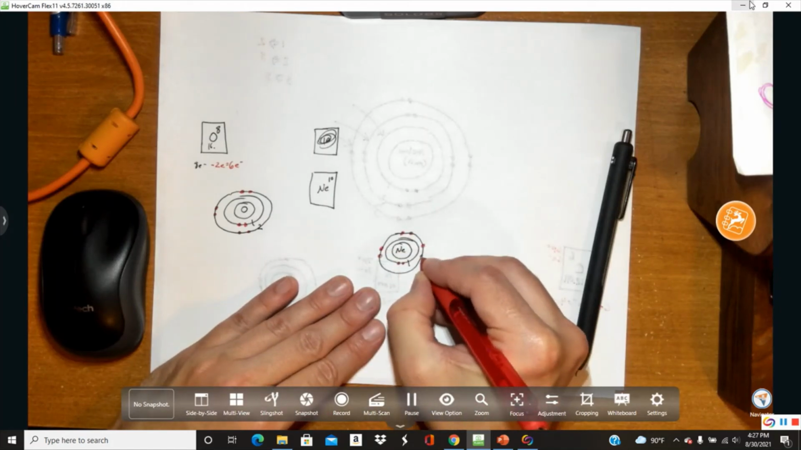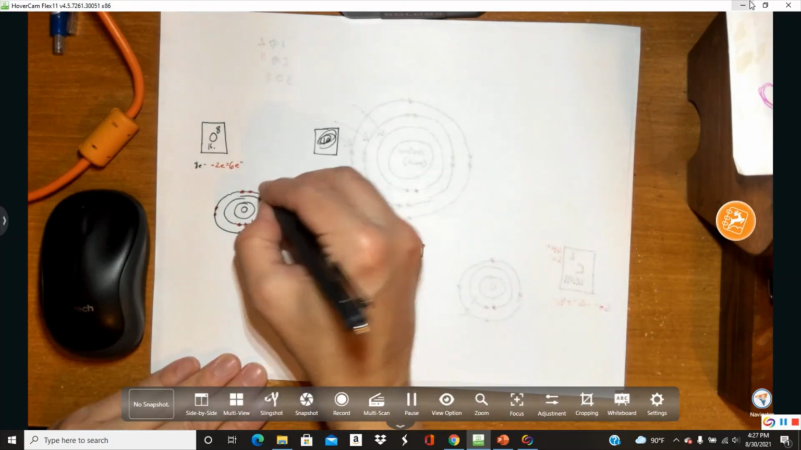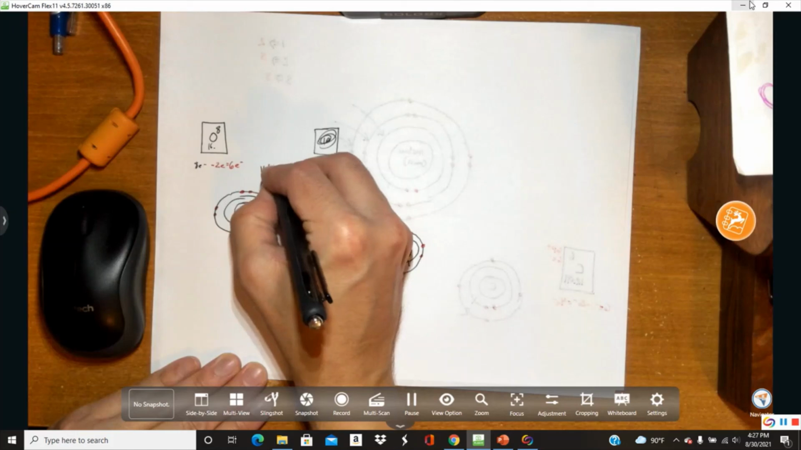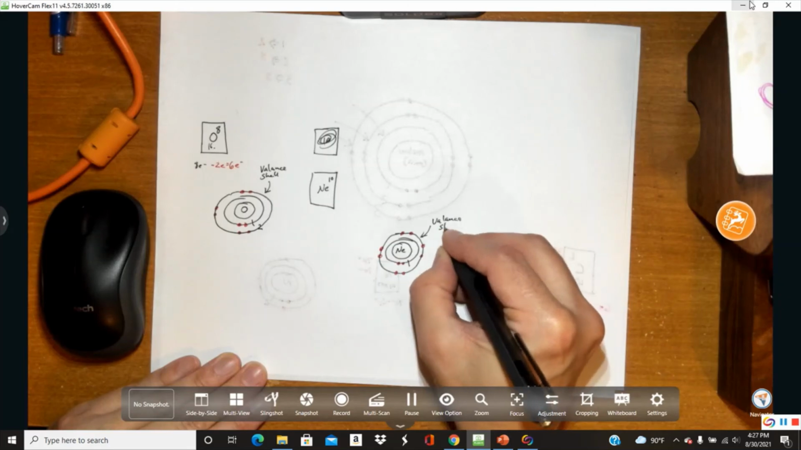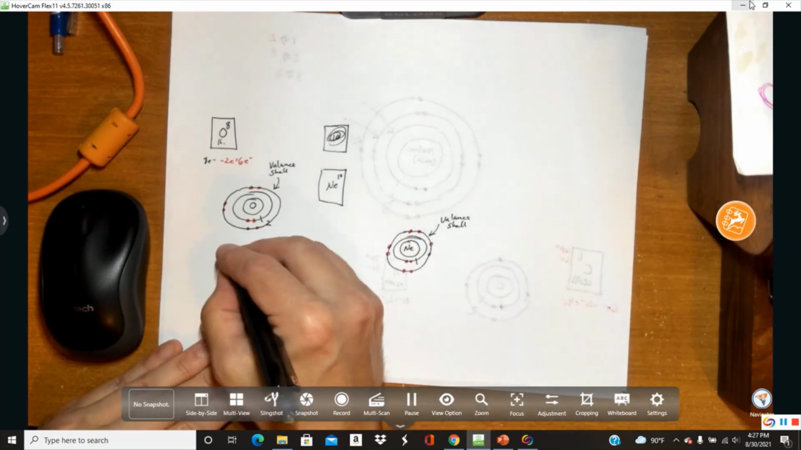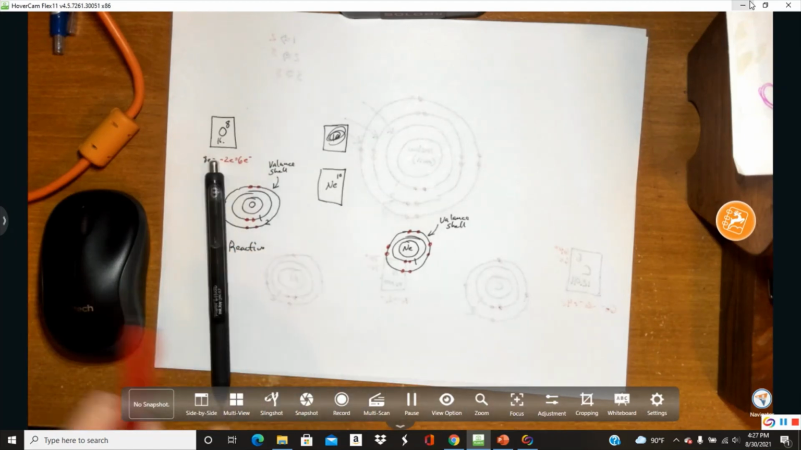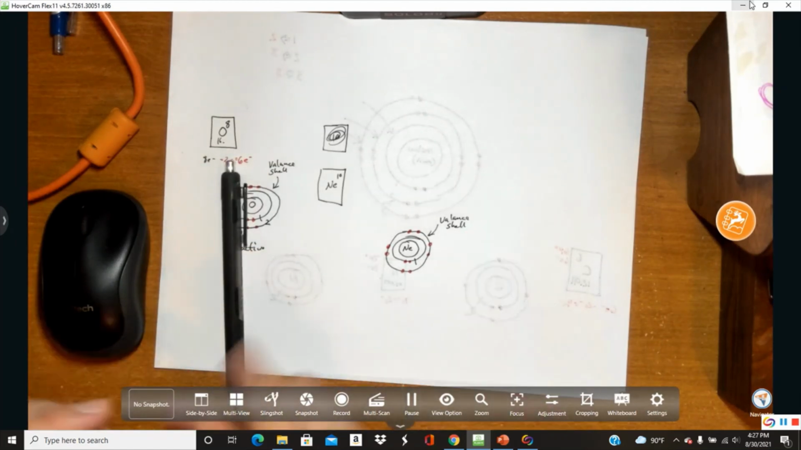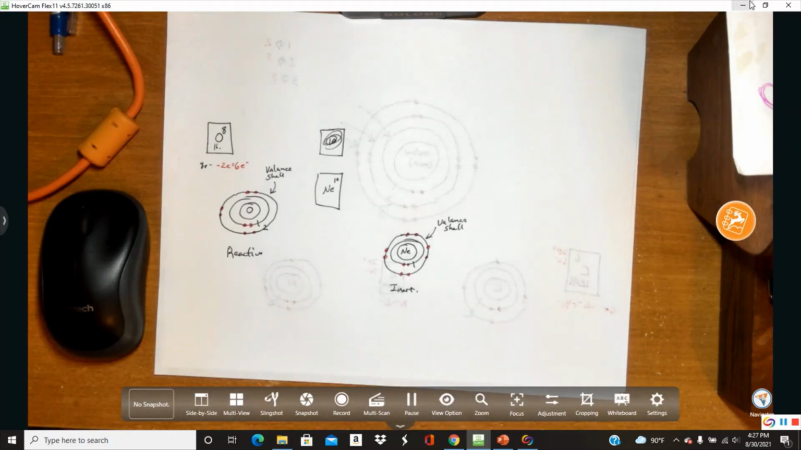Now, what does this mean? Valence shell. This one is not full, so it is reactive. This one here is full, so we say it's inert, non-reactive, okay? So we get to kind of play around with those.